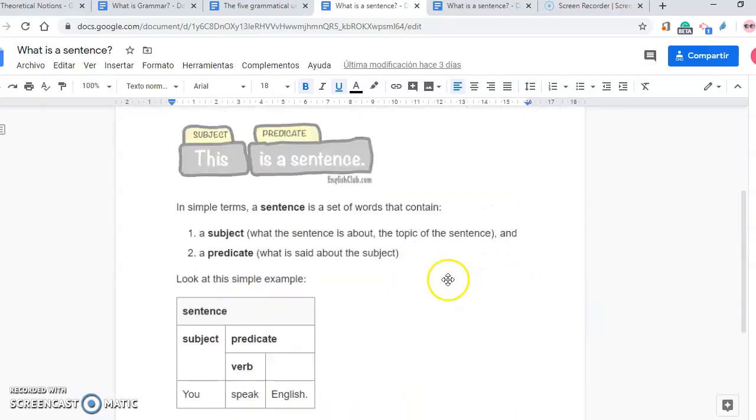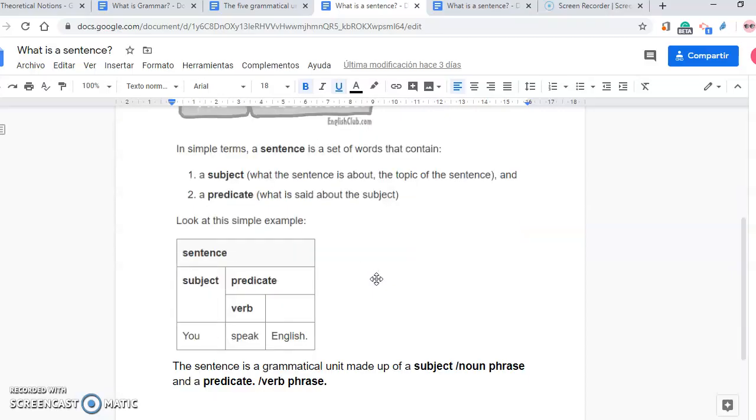Another, more basic definition, subject and predicate. In simple terms, a sentence is a set of words that contain a subject and a predicate. It's not always exactly like that, but well, just to begin, it may be useful. So we've got an example. You speak English. We've got a subject and a predicate. Another definition, the sentence is a grammatical unit made up of a subject, noun phrase, and a predicate, verb phrase. In a short time, you will understand why we've got this dichotomy, subject, noun phrase, predicate, verb phrase.